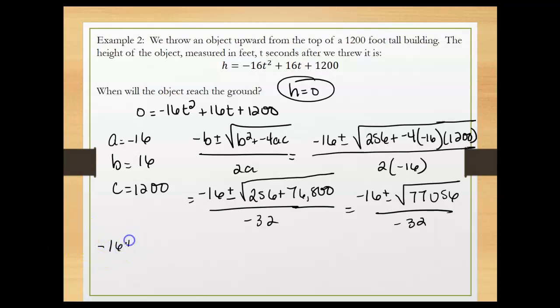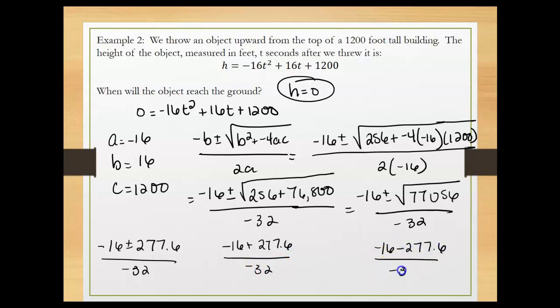So this becomes negative 16 plus or minus. Remember, I take off the square root at that point. I've used it to get the 277.6 divided by negative 32. Now I'm ready to divide this into two problems. Negative 16 plus 277.6 divided by negative 32, and negative 16 minus 277.6 divided by negative 32. Now I'm going to solve this. Negative 16 plus 277.6 is 261.6 divided by negative 32 gives me negative 8.2 if I round to the nearest tenth.